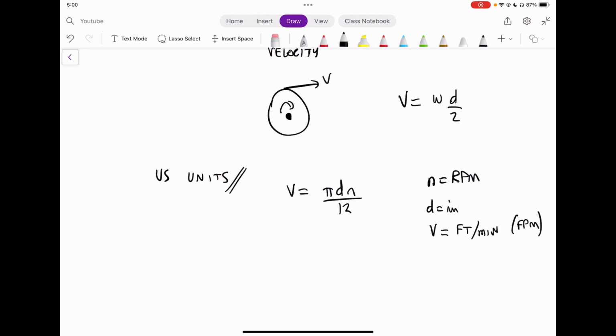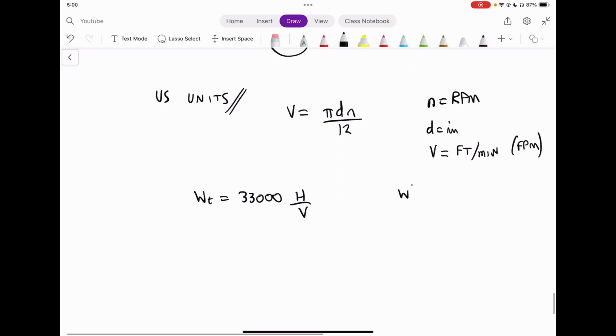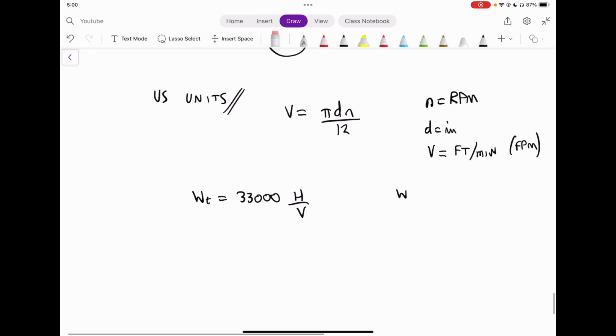Okay, then we can also write WT, which is W tangential, is equal to 33,000, and we can rearrange this equation as well if you need to find power, times H over V, where WT, lower level T, sorry, WT is equal to pound force, H is in horsepower, and V is in FPM.